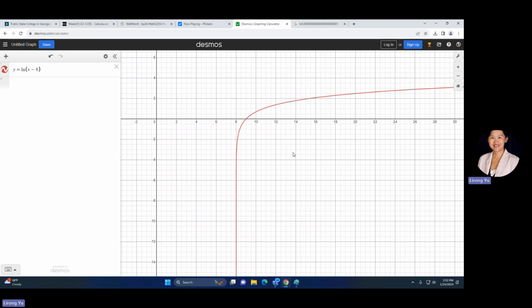You can see I tried 8.1, just like here, and then 8.01. But you see the whole function, once you try getting even closer, the function went all the way down. So it's negative infinity. So at 8, we do have a vertical asymptote. The function is decreasing to negative infinity. This is how we can identify the limit using the graph.